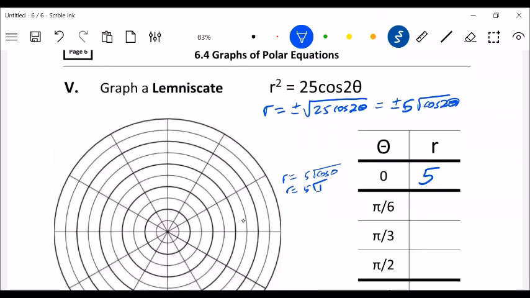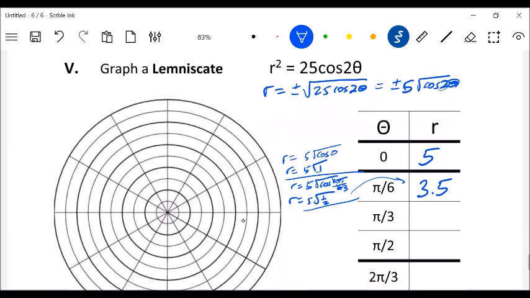And for pi over 6, when we put it in here, we're going to get 3.5. So you're going to put pi over 6. Oh, but 2 pi, because we're going to have to multiply it by 2. 2 pi over 6 would make it pi over 3. And cosine of pi over 3 is 1/2. So I'll do that as R equals 5 square root of cosine of 2 pi over 6. And that makes it a 3. And R equals 5 times 1/2. So you put that in the calculator, take the square root of 1/2 times 5, and you get approximately 3.5.